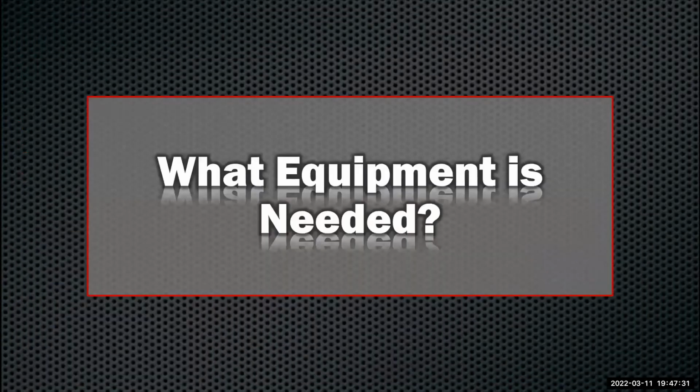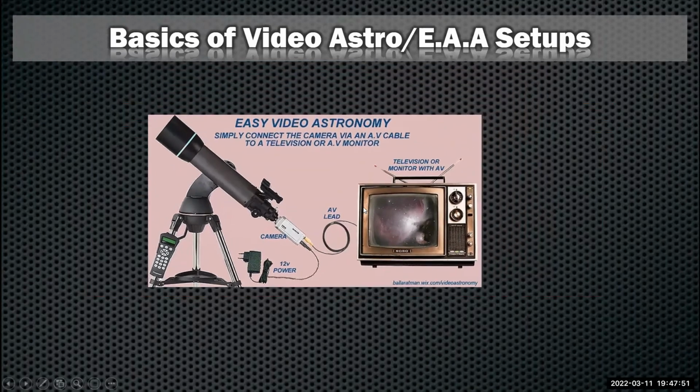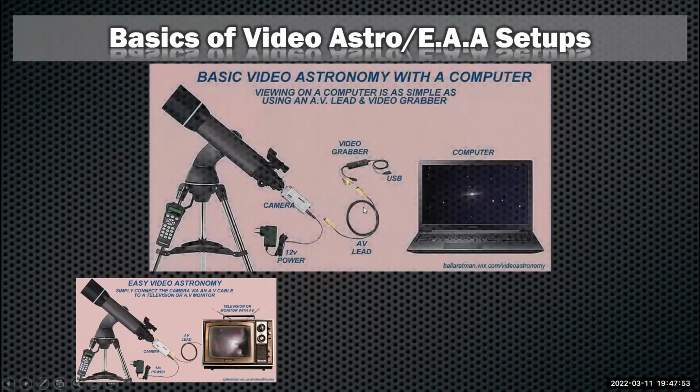So if it's something that you are interested in, what equipment are you going to need? We'll talk about some of just the basics. So this was more the traditional view. This is, we'll call it, the easy video astronomy. So you've got a scope. It is a go-to telescope. We've got the camera.